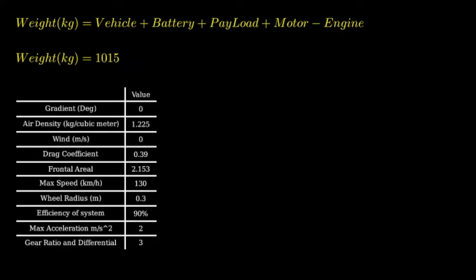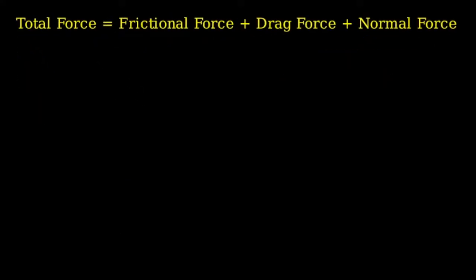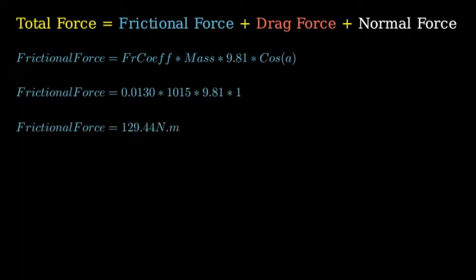Then you also look at the other parameters, such as the gradient, air density, and so on. With this, you calculate the total forces in the vehicle. The total force is nothing but the sum of three forces: the frictional force, the drag force, and the normal force. The frictional force is the product of the frictional coefficient, the mass of the vehicle, 9.81, and cos alpha, where alpha is the gradient. You take these values from the tables that we provided earlier, and you get the value of the frictional force.